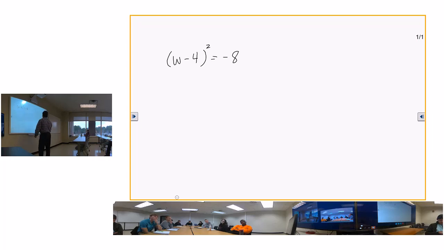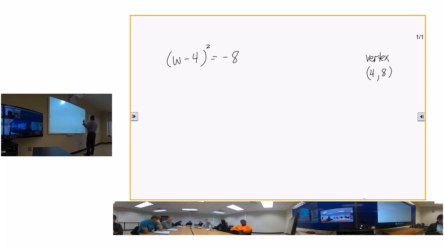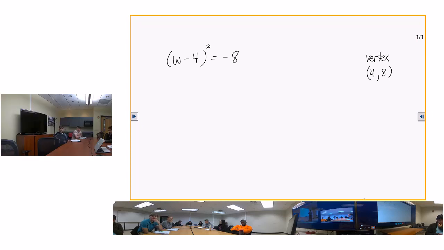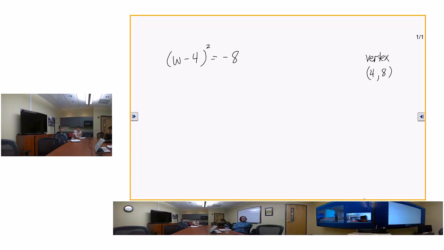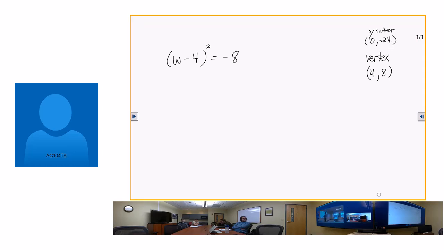All right, so here we go. We know that the vertex is (4, 8). Somebody tell me what the y-intercept was in the original when I put it in quadratic form. What is c? Was it 24 or negative 24? Yeah. So the y-intercept is (0, -24). And now we're going to solve.